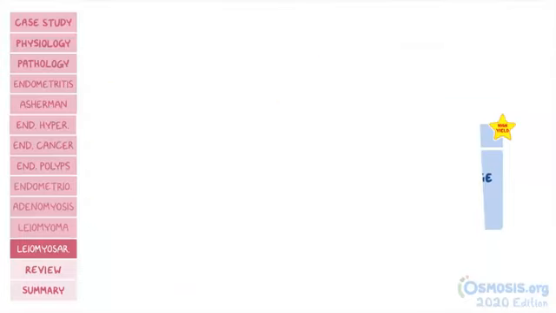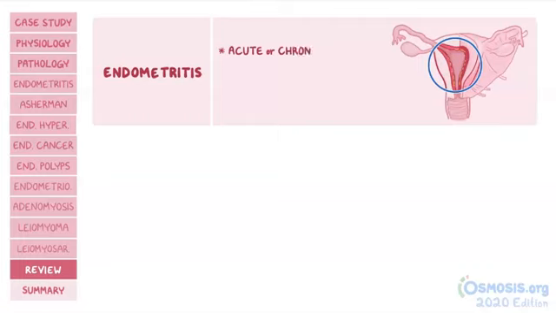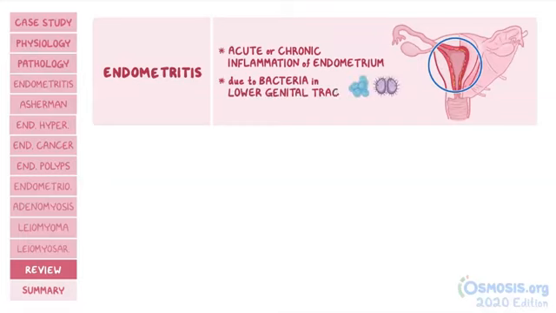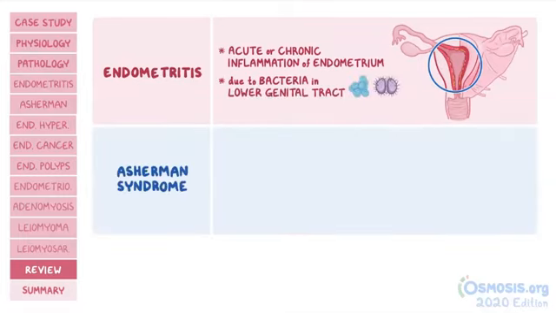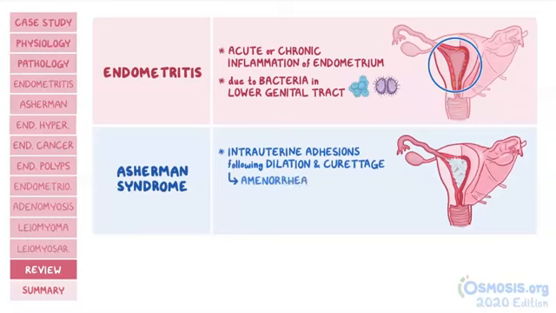Alright, as a quick recap. Endometritis refers to the acute or chronic inflammation of the endometrium due to invasion of bacteria normally found in the lower genital tract. Asherman syndrome involves intrauterine adhesions following procedures like dilation and curettage, and can result in amenorrhea, infertility, or recurrent pregnancy loss.